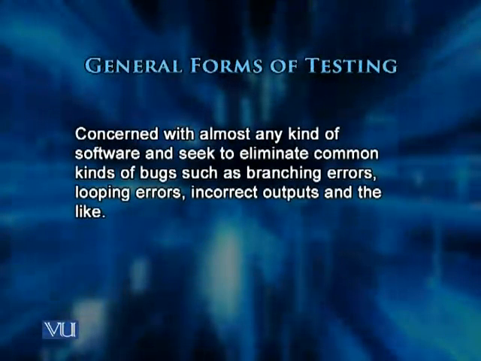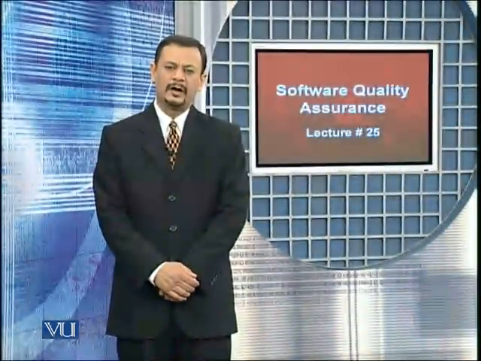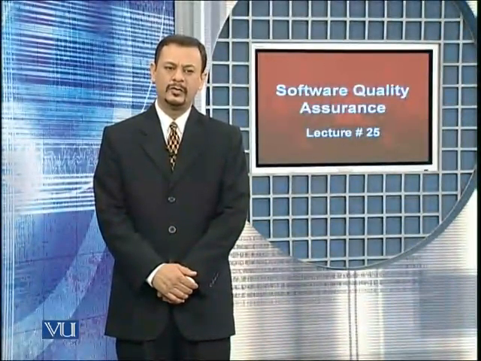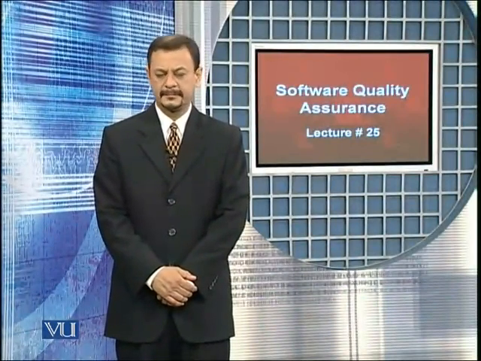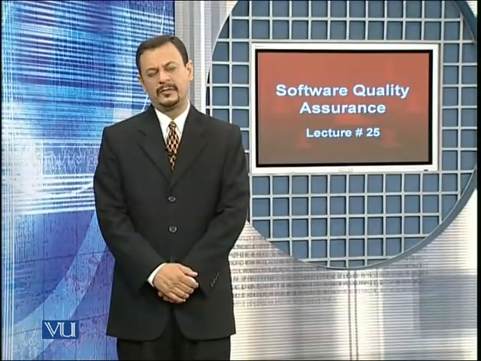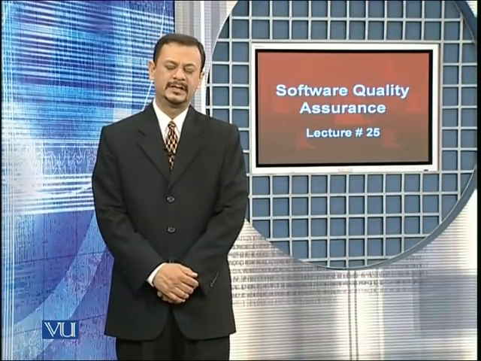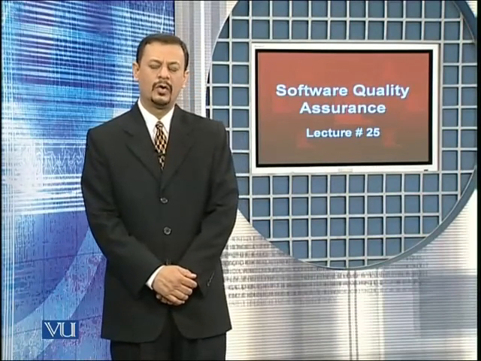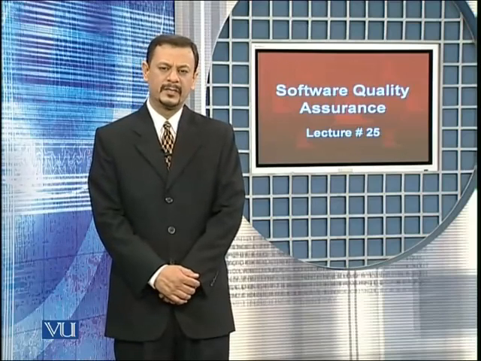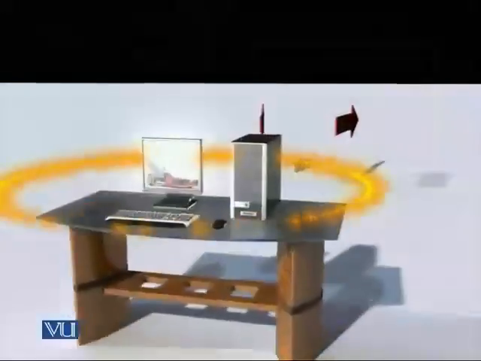So let's now talk about general form of testing. The general form of testing is concerned with almost any kind of software and seeks to eliminate most common kinds of software defects. These defects include looping errors, branching errors, and incorrect output. And so when we talk about software testing, we usually talk about general form of testing. And this form of testing is applicable to all kinds of software. That is, we must have general form of testing in all the different kinds of application domains that require a software solution.